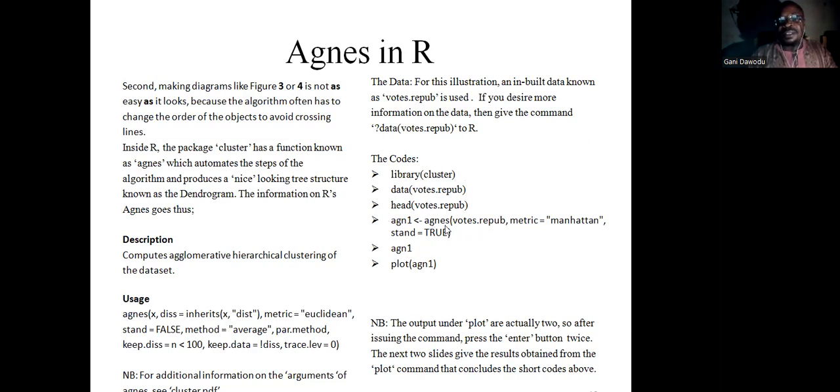Now, this is Agnes, the function that does the agglomerative nesting. And it puts the result in AGN1. If you want to see the result, just invoke AGN1. And if you want it to be plotted, which is the ultimate here, say plot. When you ask it to plot, it will actually come up with two outputs. One would be for the similarity matrix entries at the base there. Then the second will be the dendrogram.